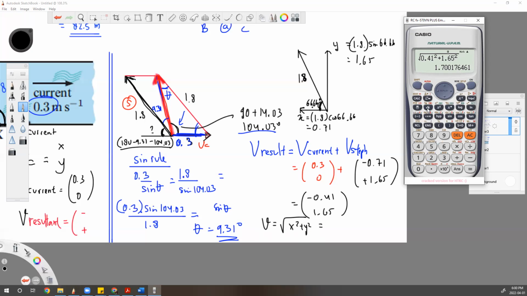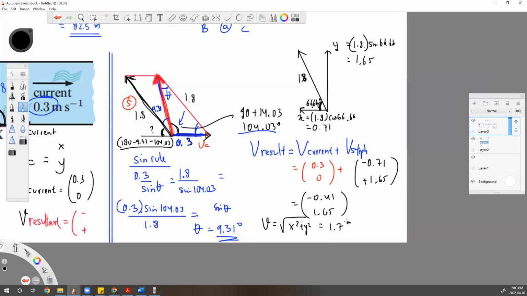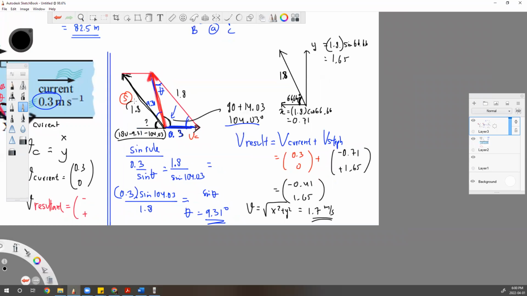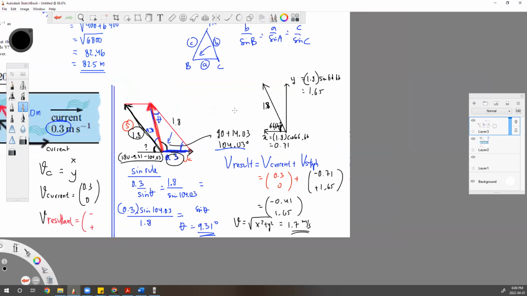The speed will equal 1.7, right? 1.7 meter per second. The resulting velocity, the combination of the swimmer and the current, slows down, right? It slows down because it is pushing against the direction of the slope. Okay. Now, after we do this, we are not done yet.